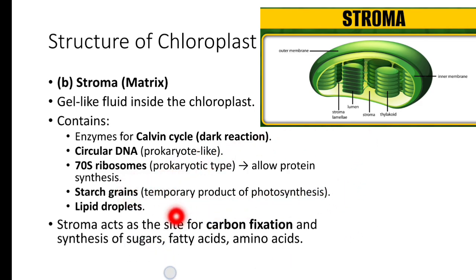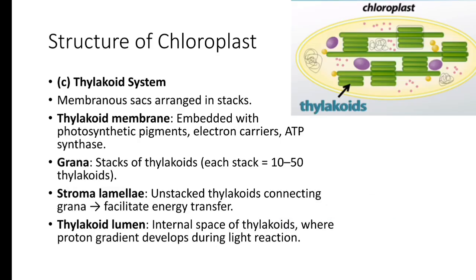And the stroma also acts as the site of carbon fixation. Carbon fixation is mainly carried out by the stroma of the chloroplast, and it is also responsible for the synthesis of sugars. What is meant by sugars? Carbohydrates. Fatty acids are also produced in the stroma, and in addition, amino acids are also produced in the stroma. Simply, in a cell, you can consider the empty space or fluid-like substance as the cytoplasm. Similarly, inside the chloroplast, the fluid-like substance is considered the stroma or matrix.